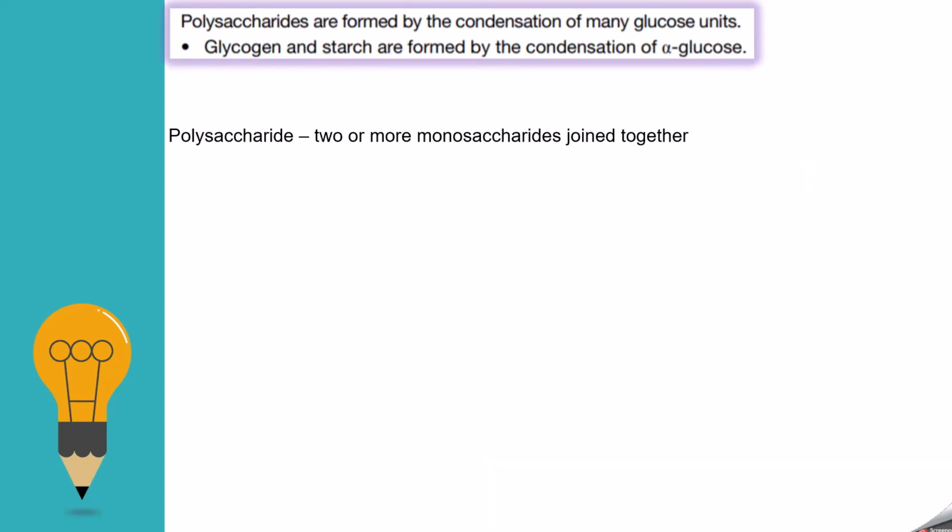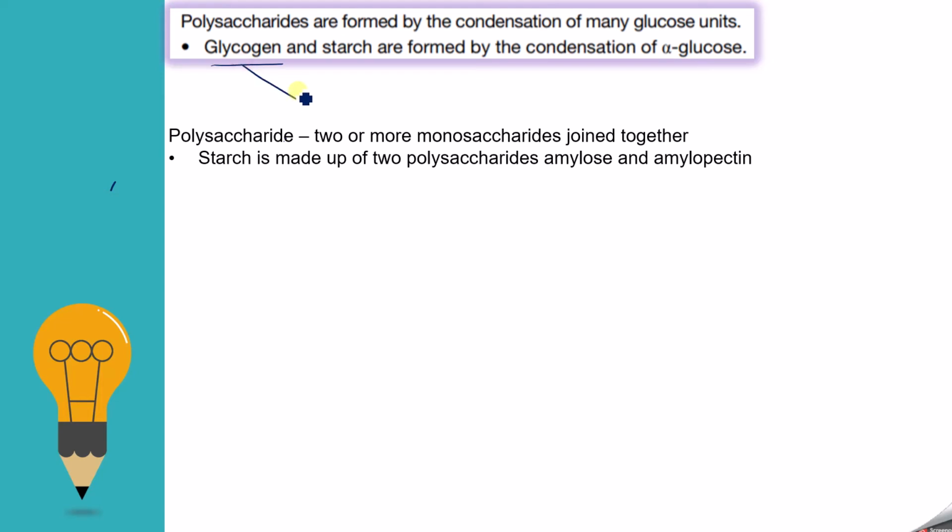Now let's have a look at polysaccharides. So polysaccharides are formed by the condensation of many glucose. So polysaccharides are 2 or more monosaccharides joined together. Let's take a look at 2 examples that you need to know about in the exam. 2 polysaccharides that you need to know about: glycogen and starch. Starch you find in plants, glycogen you find in humans or animals.